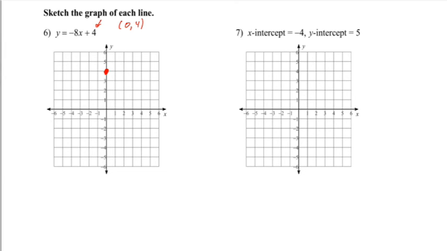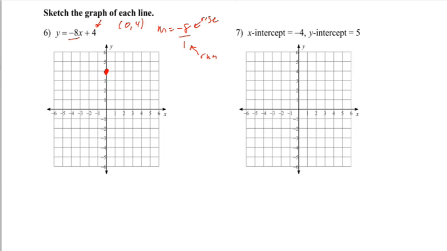And I know that I have a slope of minus 8, so m is equal to minus 8, but we can always write that as minus 8 over 1. So my rise is going to be minus 8. So I'm going to go down 8 from my initial point, and I'm going to go over 1 from my initial point. Let's start with the rise first.